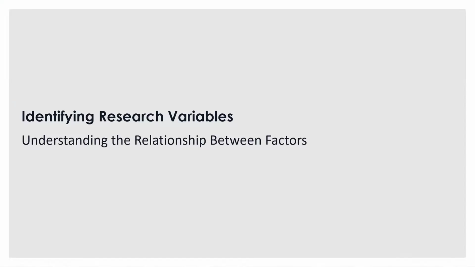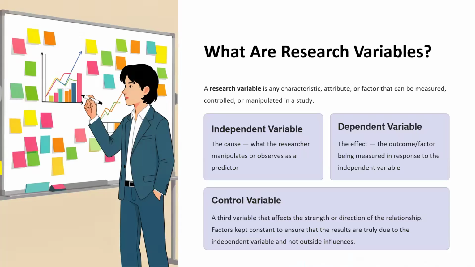Okay, let's go to the first one. So, identifying research variables. All right. And what actually are variables? A variable is a characteristic or factor that can be measured, controlled, or manipulated in a study.